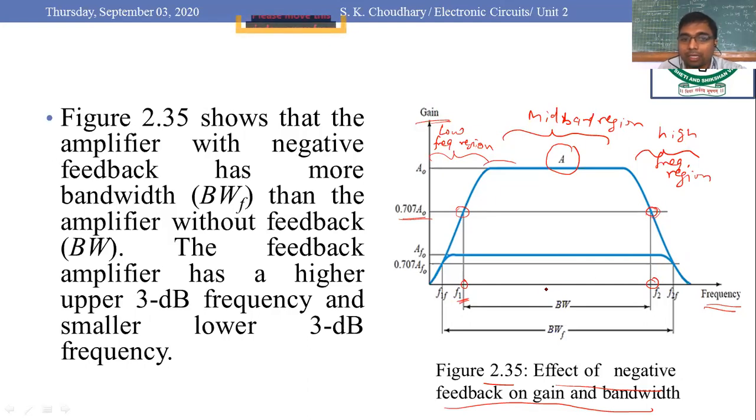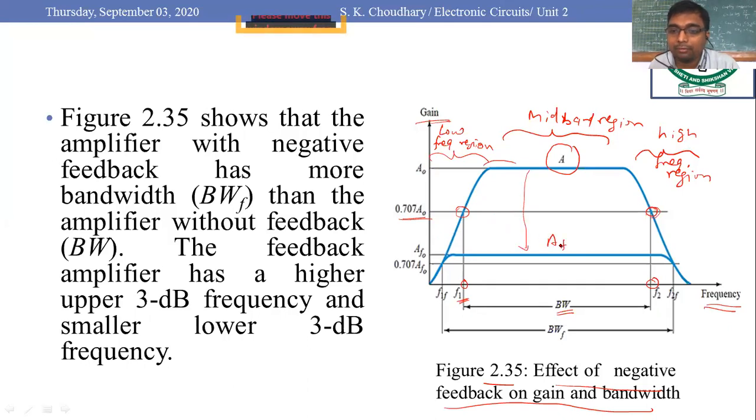So the difference between these two frequencies, FH minus FL, is represented as the bandwidth of the amplifier. So this is the first case, when no feedback has been applied. Now we will see the second case, when we have applied negative feedback to the same amplifier. Then what happens? When you apply negative feedback, your gain is significantly dropped.